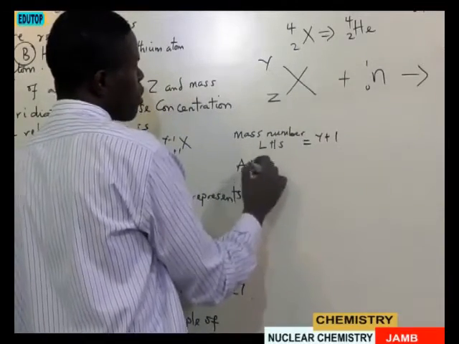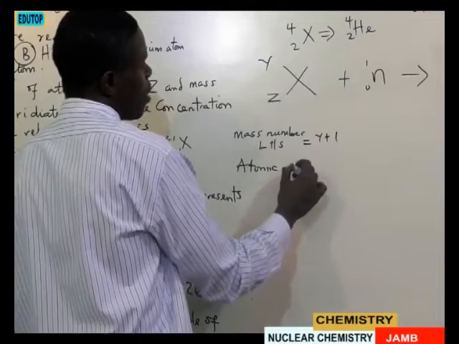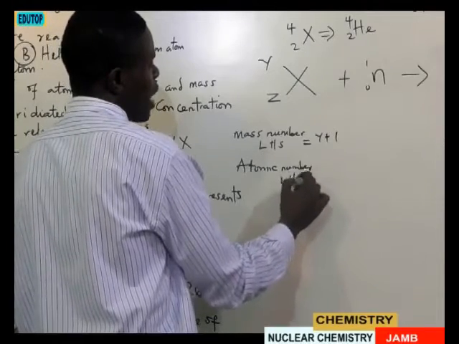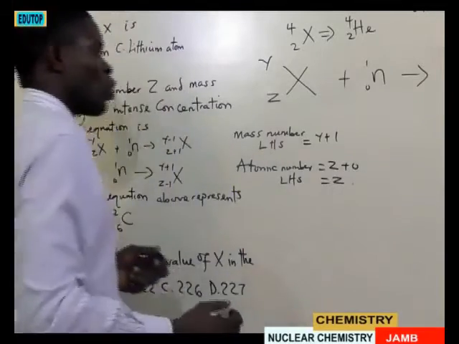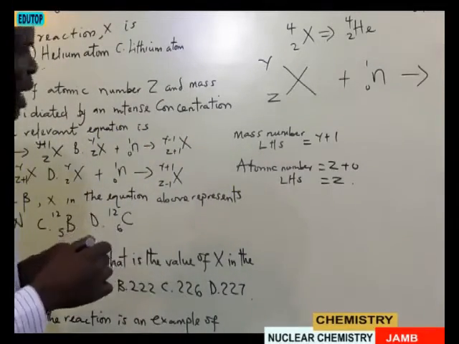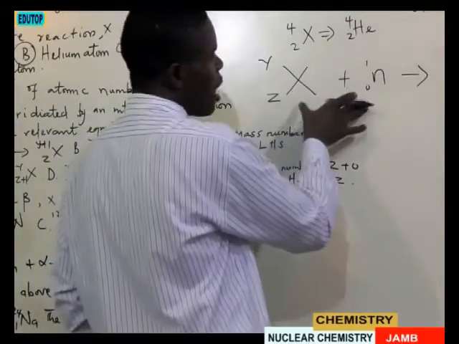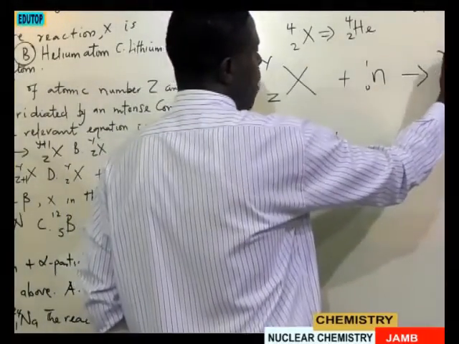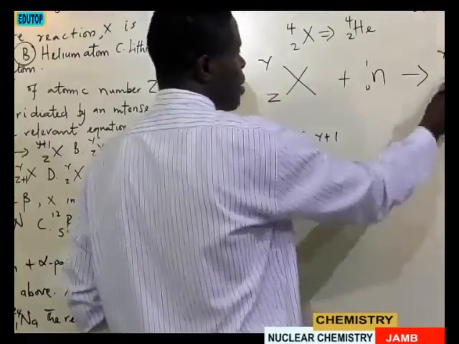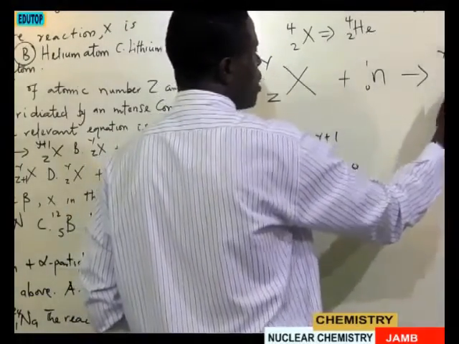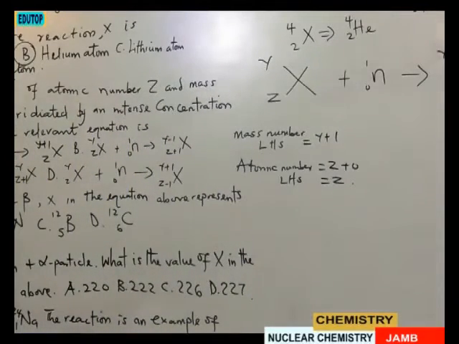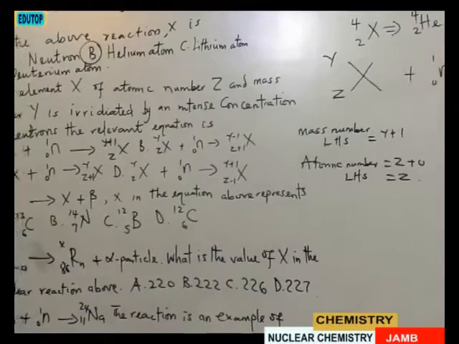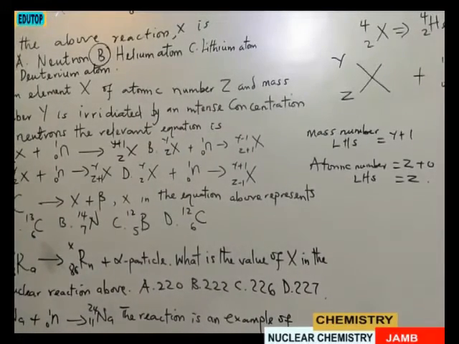Then the atomic number will be what? Atomic number on the left hand side will definitely be Z plus 0, which is equal to what? Z. So automatically, since you're having your X there, then for it to be equal to the left hand side, your X here has to be Y plus 1 as the mass number, and the atomic number of X has to be Z. So let's go to our options and see the one that matches that. Option A, that's correct. Option A is the correct option.